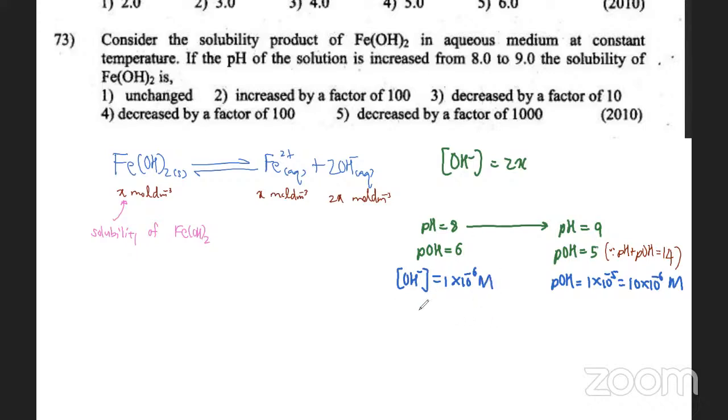So instead of OH minus concentration, I can put 2x, which is twice the solubility, 1 into 10 to the power minus 6. So x is half into 10 to the power minus 6 M. This is the solubility of iron 2 hydroxide. And here again 2x is equal to 10 into 10 to the power minus 6, so x is equal to 5 into 10 to the power minus 6.